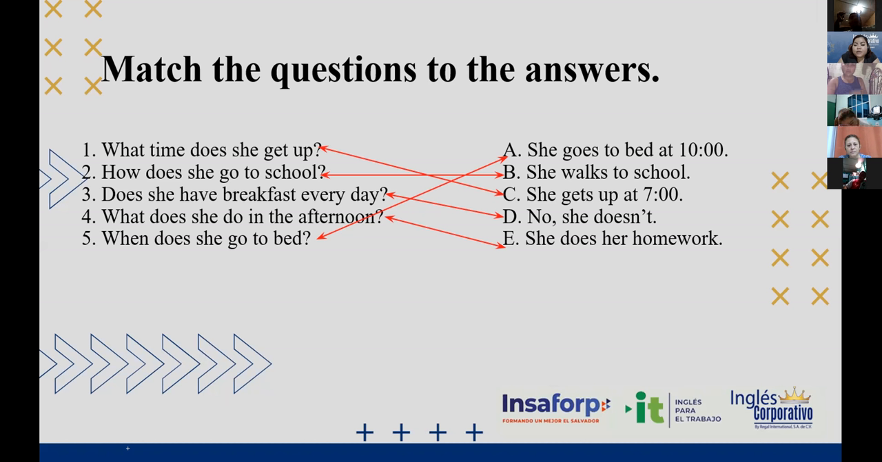Now I want to listen to Claudia and Rafael. Claudia, you ask the questions. Rafael, you answer. Okay, teacher. What time does she get? What time does she... Okay, de nuevo. Por favor, pregunta y luego usted responde. What time does she get up?